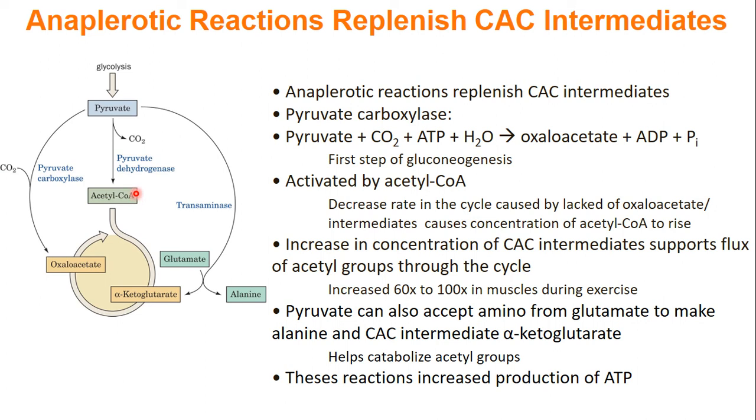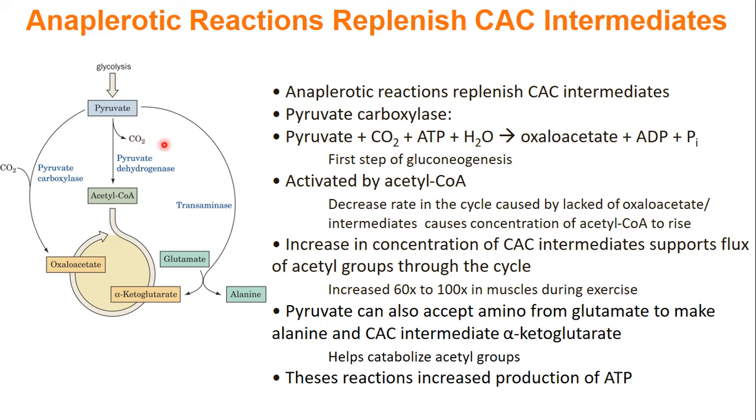So that acetyl-CoA is going to go and activate pyruvate carboxylase, and then it will make oxaloacetate. Then oxaloacetate and acetyl-CoA will combine, and this cycle will run. And this increase of our intermediates will actually speed up the flux of how fast our acetyl groups can go into the cycle. By just taking pyruvate and making it into an oxaloacetate or an alpha-ketoglutarate, we can speed up the overall flux. For example, 60 to 100 times faster in muscles during exercise if we divert some of the pyruvate away to make an intermediate instead.